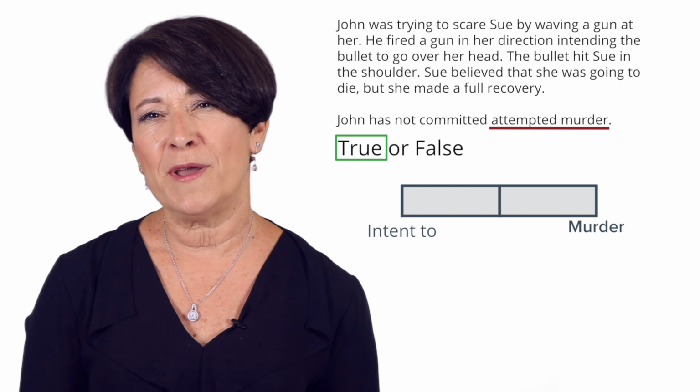So let's look at the fact pattern. Here, John hasn't committed attempted murder. Why not? It's going to feel like attempted murder. After all, he shot her. But attempted murder requires the intent to kill. And here, John's stated intent was to fire the gun over her head. He was trying to scare her, not to kill her. Therefore, the mens rea is missing, and that means no attempted murder.